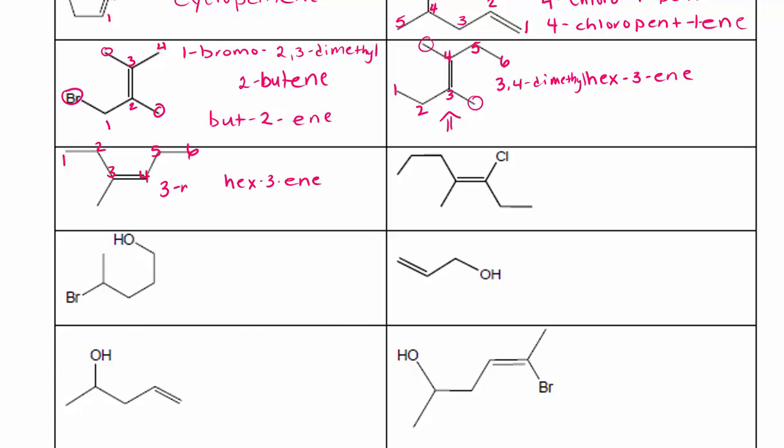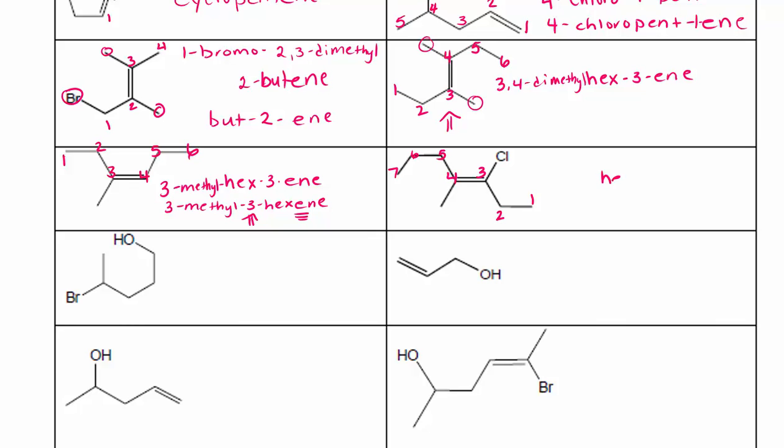So it would be 3-methyl hex-3-ene. You could also call this 3-methyl-3-hexene. Just to make sure, if you have a double bond, you have an E-N-E and a number indicating where that double bond starts. So for this molecule, I'm going to start numbering on the right.